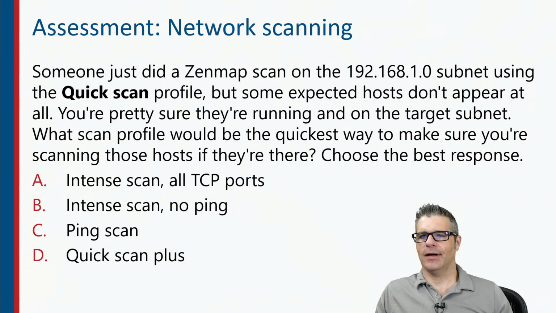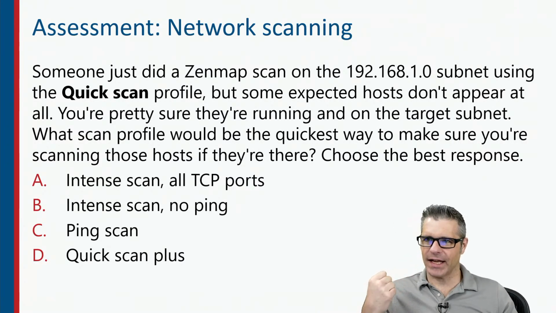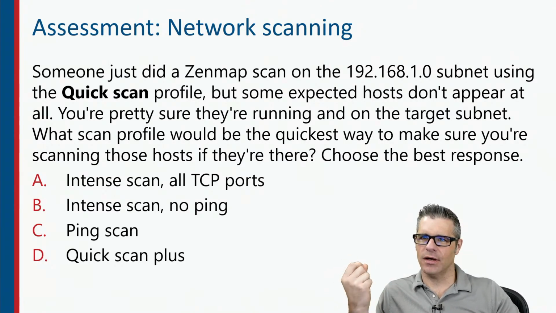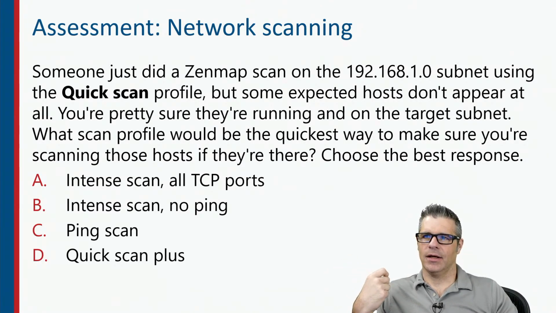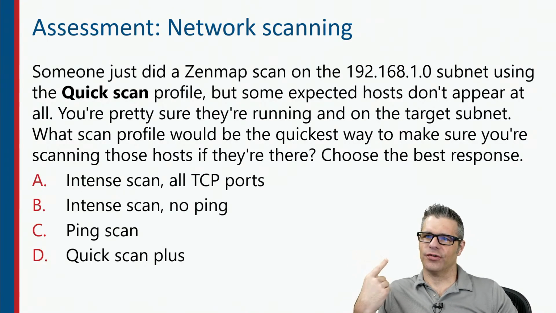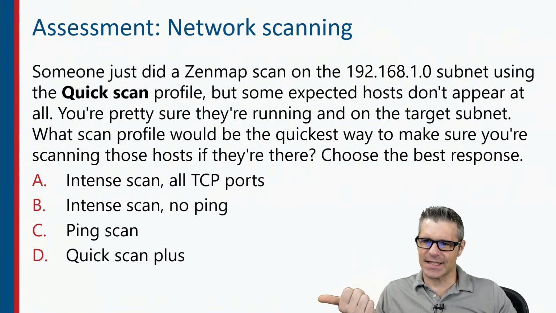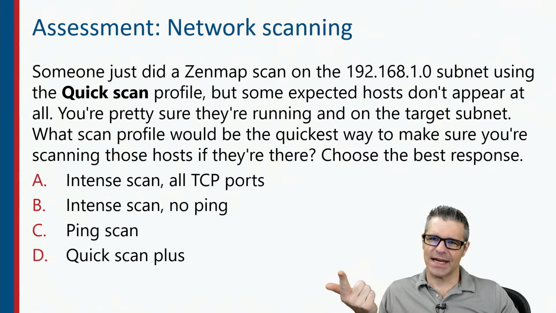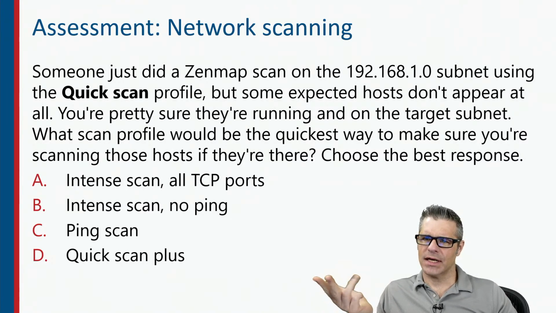All right, someone scans 192.168.1.0 using the quick scan, but some hosts don't appear at all. They're running. What scan profile is the quickest way to make sure you're scanning these hosts if they're there? Choose the best response possible. Intense scan all ports. Intense scan no ping. Ping scan or ping scan plus.